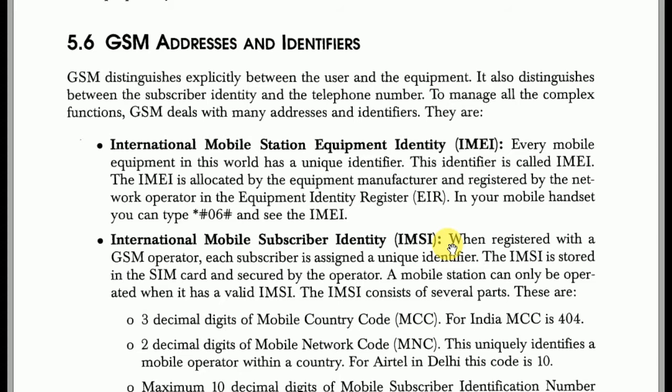They are International Mobile Station Equipment Identity, that is IMEI. Every mobile equipment in this world has a unique identifier. This identifier is called IMEI. The IMEI is allocated by the equipment manufacturer and registered by the network operator in the equipment identity register, EIR. So the IMEI number provided by the equipment manufacturer is stored in the EIR register of the network provider. If we want to see the IMEI number, we can type *#06# and see the IMEI.